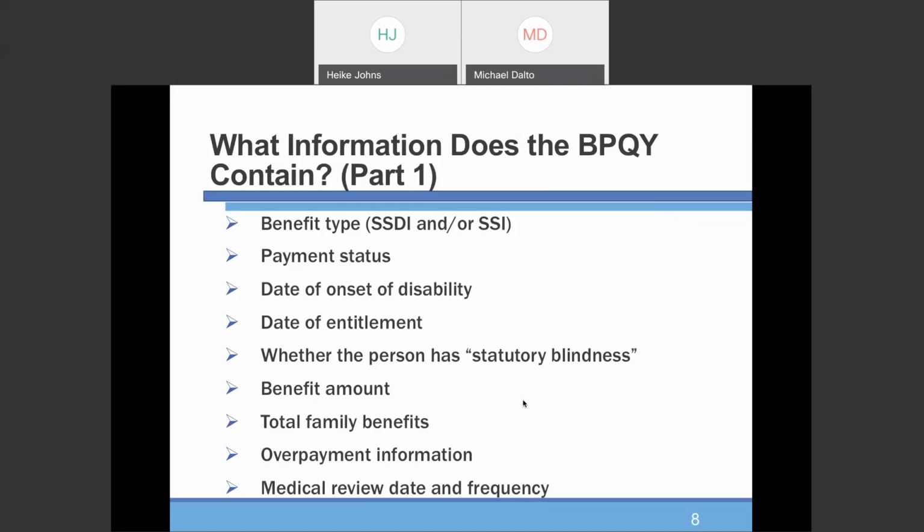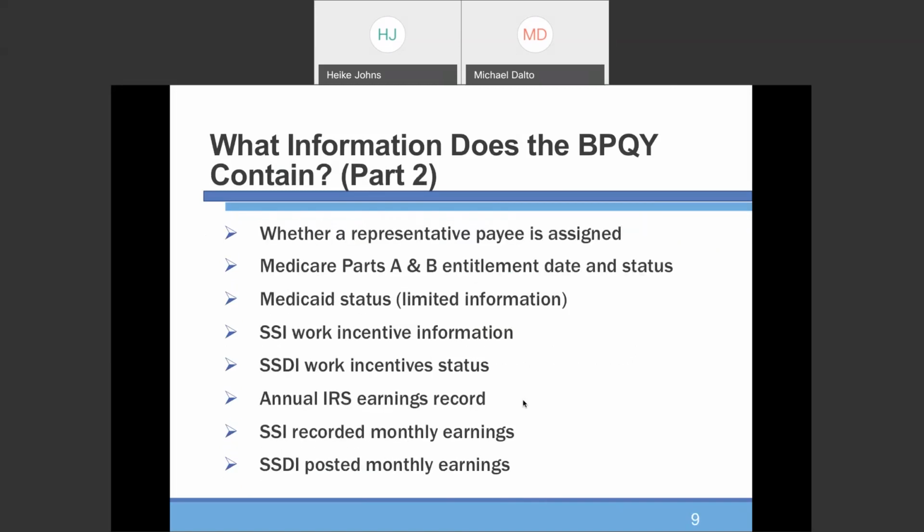If the person has an overpayment on their record, they owe money back to Social Security, information about that will be on the BPQY. Information about the most recent medical review they had, the Medical Continuing Disability Review, or CDR, and how frequently the CDRs are supposed to occur. Whether the person has a representative payee. Information about their Medicare Part A and Part B entitlement, when they became entitled or enrolled in Part A and Part B.